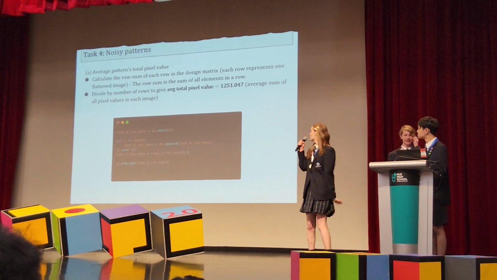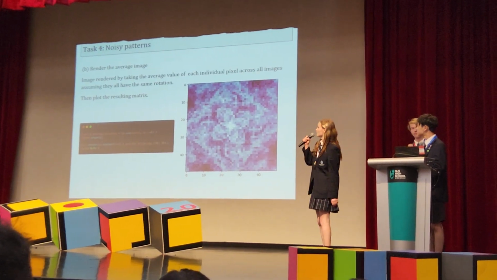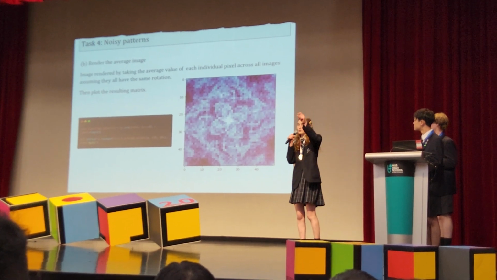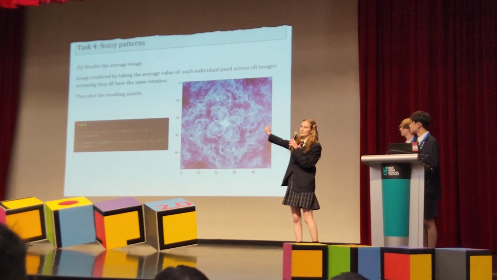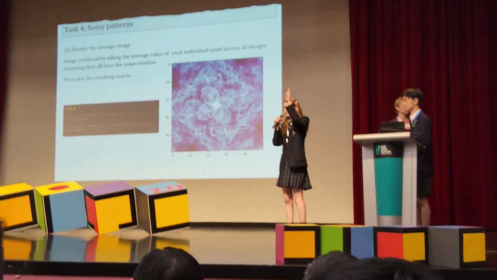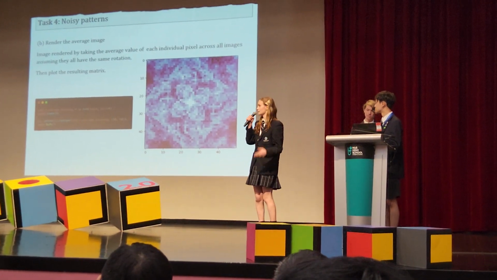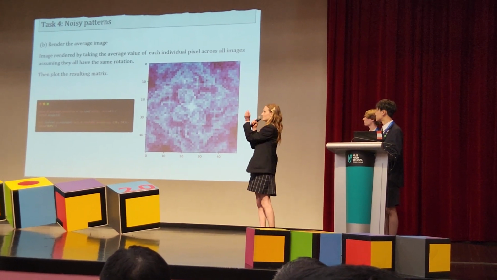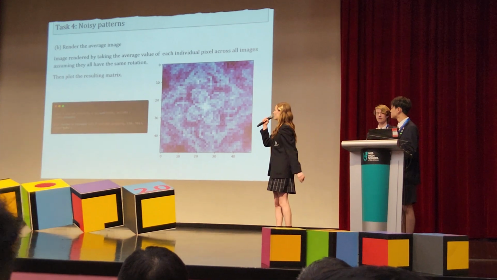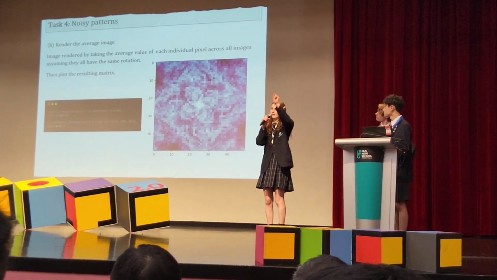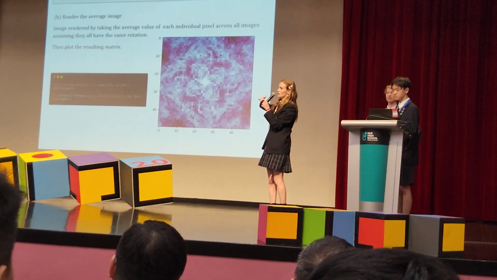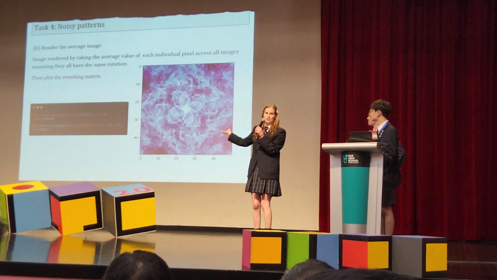And then to render the average image, what you do is you take the average value for each pixel. This is assuming that all the images are the same orientation, by the way. You just take the average value for each pixel across all of the samples in your data set and plot that value in that corresponding location in the matrix. So what this amounts to is you take the average of the columns in the design matrix and then plot the resulting row matrix after you've reshaped it.